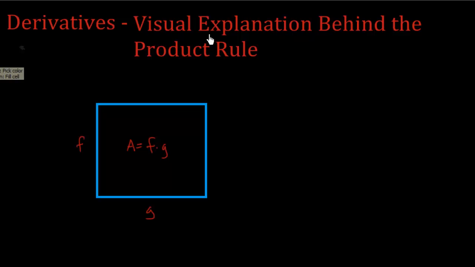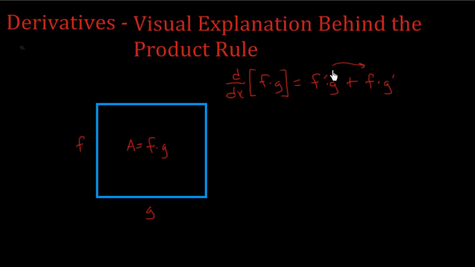In this video, we are going to go over the visual explanation behind the product rule. Now, the product rule, let me write it down up here, is when you take the derivative of a product, we have f times g, then the derivative is going to be f prime times g plus f times g prime. You can also have these flipped, so you could have f g prime plus f prime g. They are the same thing.